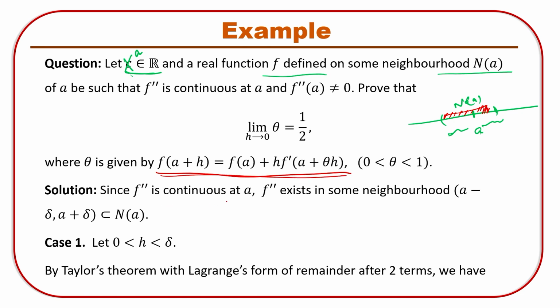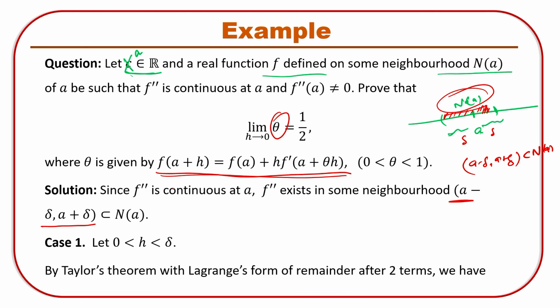Since f double dash is continuous at a, f double dash exists in some neighborhood (a minus delta, a plus delta), and this is a subset of this neighborhood, right, because you have chosen this one. This is the delta and Na is the neighborhood. So, a minus delta to a plus delta, an open set, is a subset of Na. Now, looking for a different type of cases and then try to find out the answer.